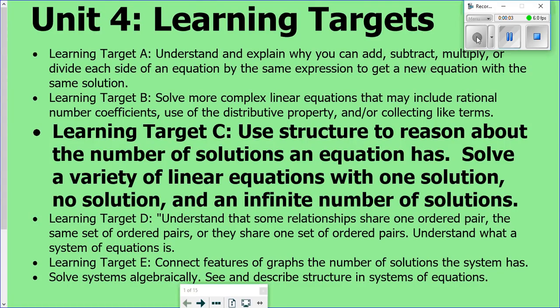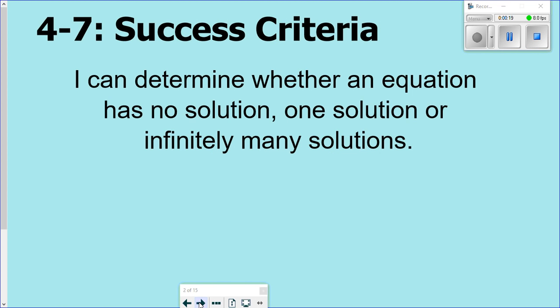Today we are going to learn about using structure to reason about the number of solutions an equation has. Then you will solve a variety of linear equations with one solution, no solution, and an infinite number of solutions. By the time you walk out of the door today, you should be able to determine whether an equation has no solution, one solution, or infinitely many. We will continue on this concept in lessons to come, where you will continue to solve equations even further.